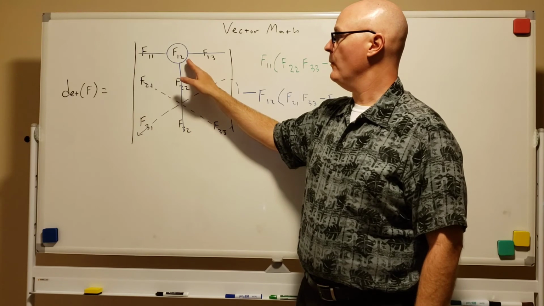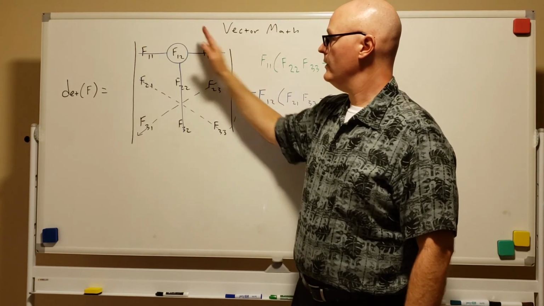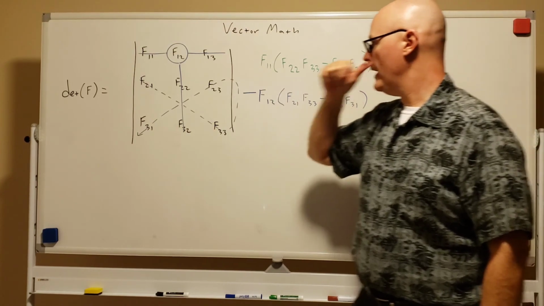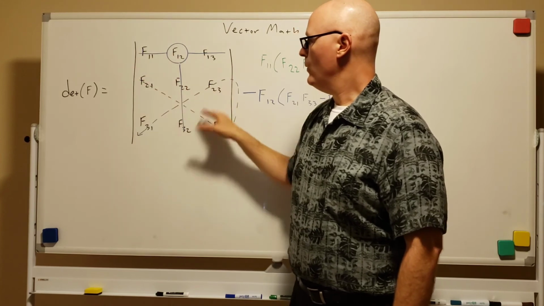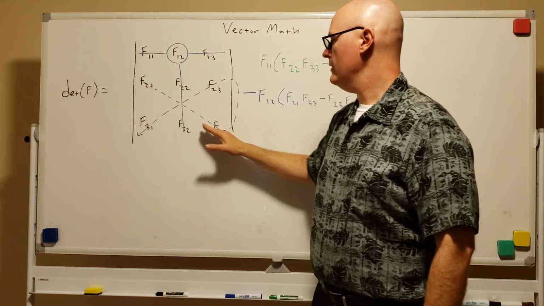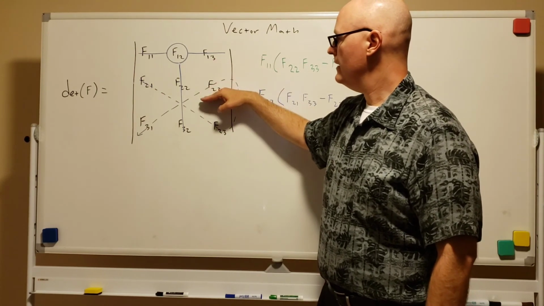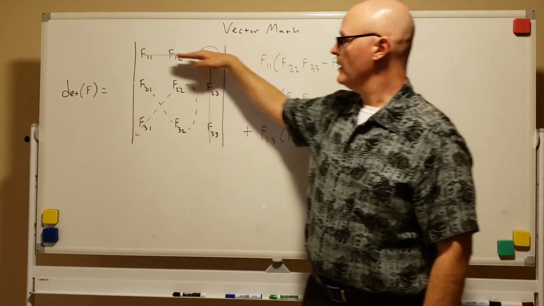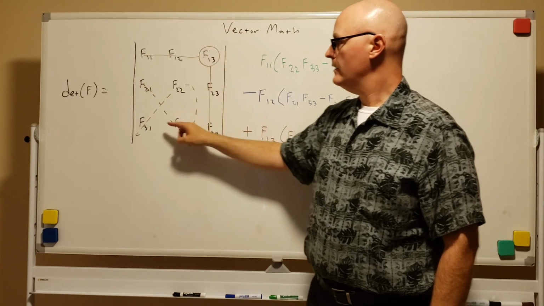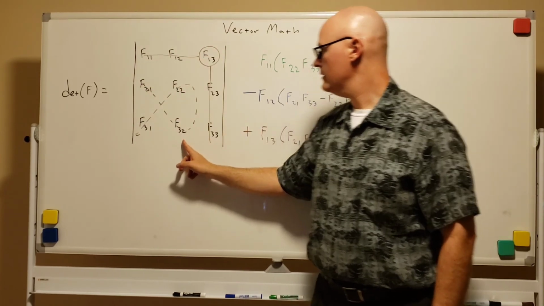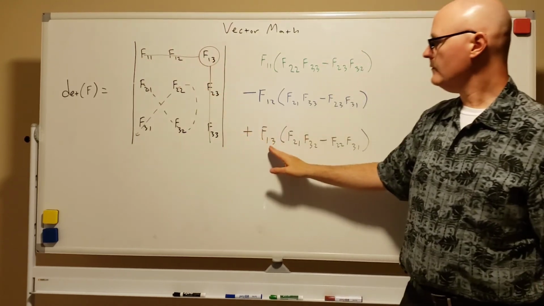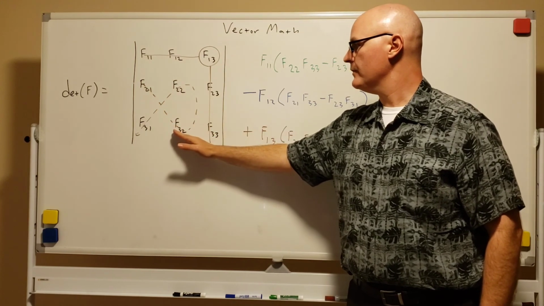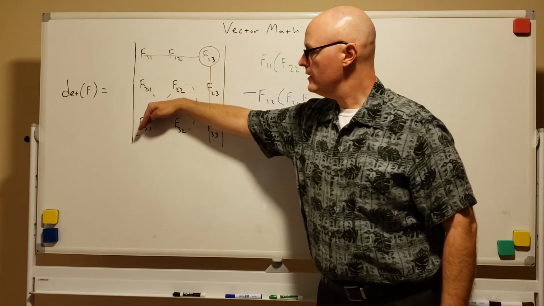So we have here the F12. So I block off the first row and the second column. I have negative F12 multiplied by the determinant of the terms that are left. So that's F21 times F33 minus F23 times F31. For the last column, block out row 1, column 3, take the determinant of the submatrix left behind. It's plus because it's the odd column. So I have plus F13 multiplied by F21 times F32 minus F22 times F31.